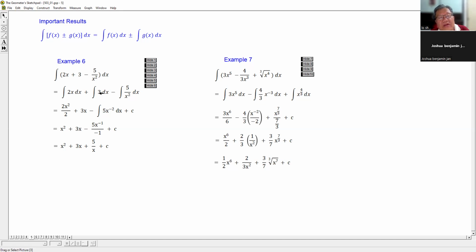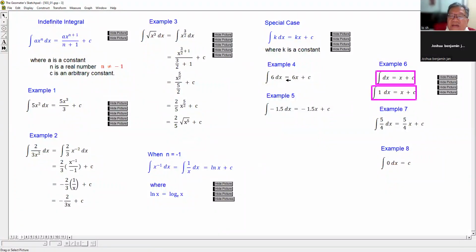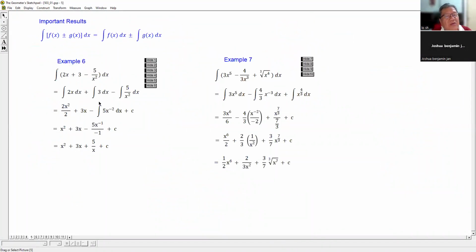Now, if you want to integrate a number 3, what do you get? Earlier on, I told you, integrate a number, what do you get? Integrate a number, let's say 6, you get 6x, right? Integrate negative 1.5, you get negative 1.5x. So now you integrate 3, what do you get?